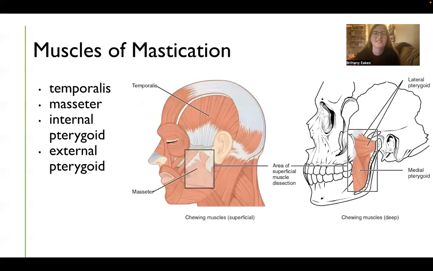We have muscles of mastication, which is chewing, right? And next week, we're going to talk about the digestive system. So we'll talk about these. The temporalis, the masseter, the internal pterygoid, and the external pterygoid. And that's just in reference to the region that they're in.